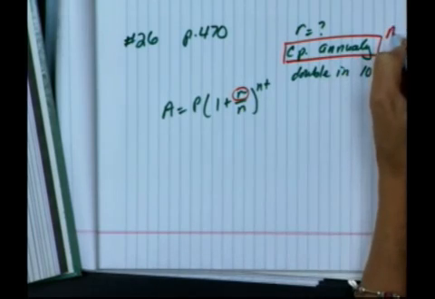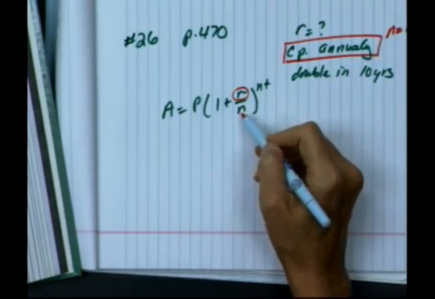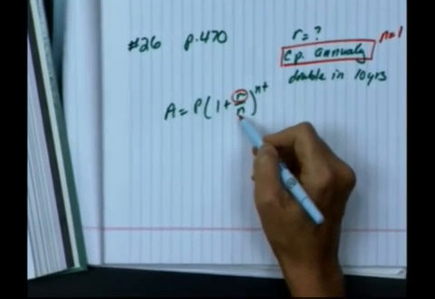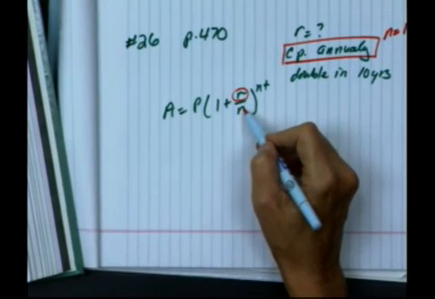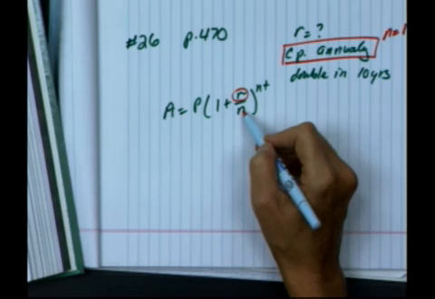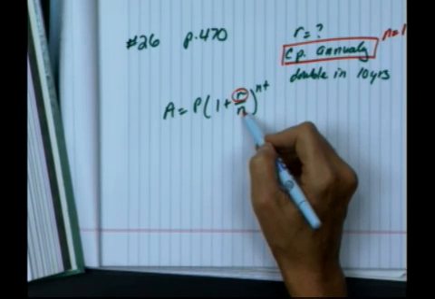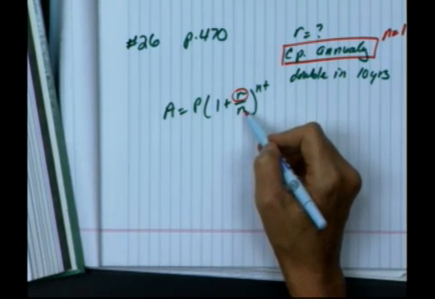Therefore, N is 1. If it were compounded semi-annually, what's N? 2. Quarterly? 4. Monthly? 12. Daily? 360 or 365, depending on if you're lending or borrowing. Always use it to your advantage. It's legal to use 360 or 365.